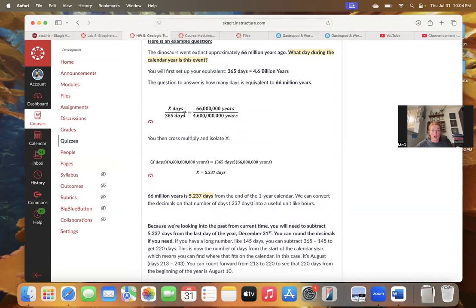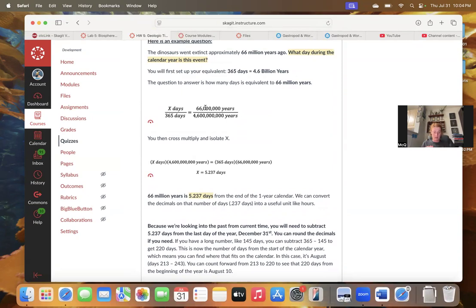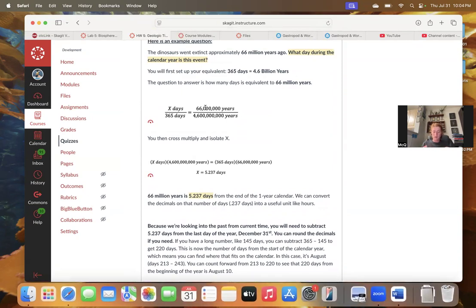All you're doing is cross multiplying 365 times 66 million years. Once you have that number, I like to use my big graphing calculator for this. If you do use your phone for this math, you might have to turn it on its side. I've done that. I hate the new calculator thing. Okay, so you're going to do 365 times 66 million years, equals, and then I divide it by 4,600,000,000. Make sure you have the right amount of zeros. Did I overdo it? Nope.